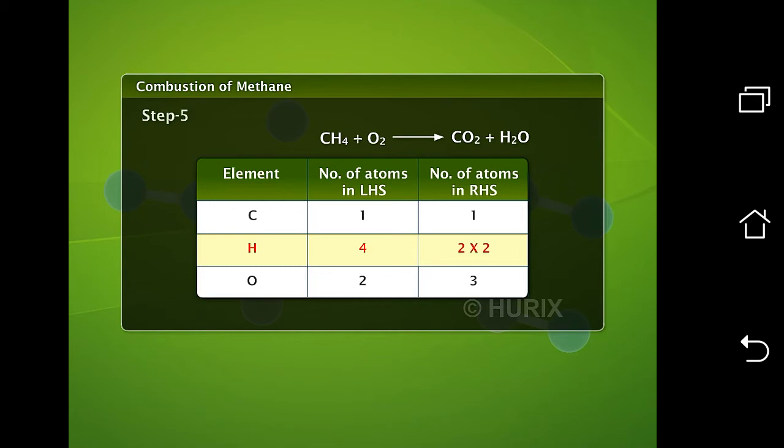Balance the hydrogen atoms by multiplying by 2 on the right-hand side. Write out the partially balanced equation. Write down the number of atoms present on both sides of the arrow of the revised equation. Again, check whether all the atoms are balanced. Balance the atoms of the remaining elements, here oxygen. Write down the balanced equation.